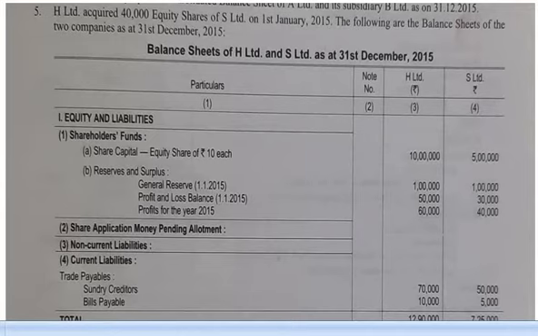Then we have to prepare a consolidated balance sheet as at 31st December 2015. In preparation of a consolidated balance sheet, before doing that, we have to do the various working notes. So now let us look at the various working notes.